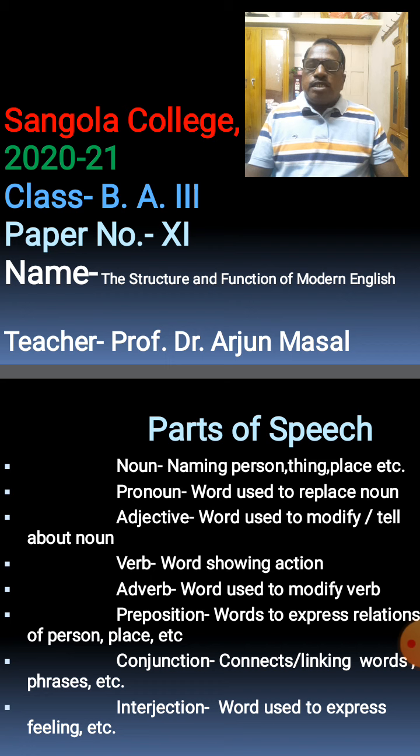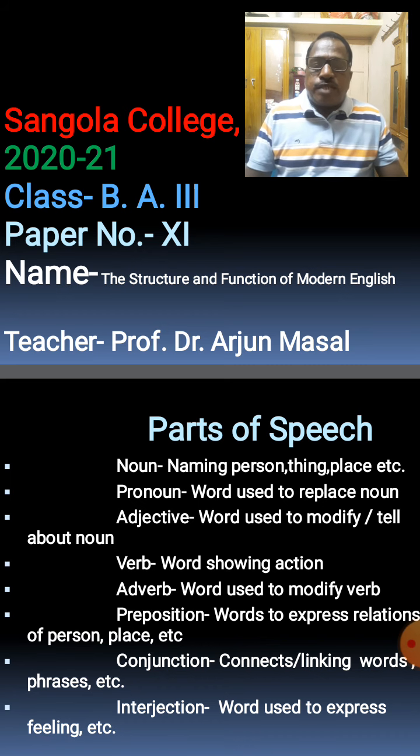Pronoun. It is a word used to replace a noun. For example, I, we, you, he, she, it, they. These pronouns we use to avoid repetition of the subjects, that is nouns. For example, Ram and Sita went to ashram. That is, instead of Ram and Sita, we can use the pronoun they.